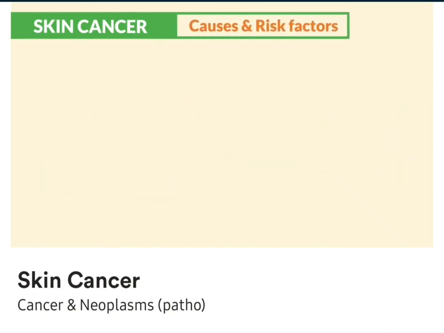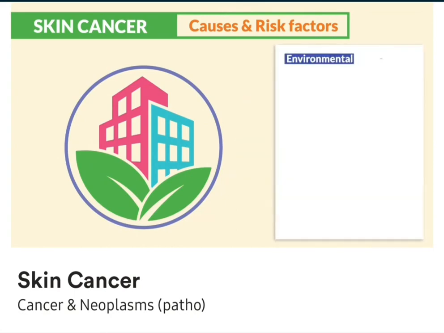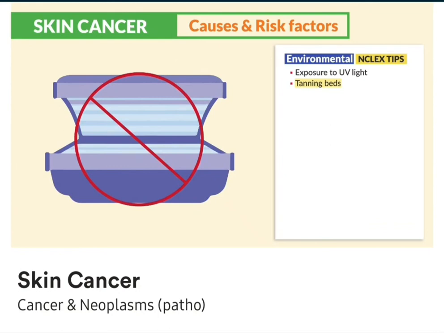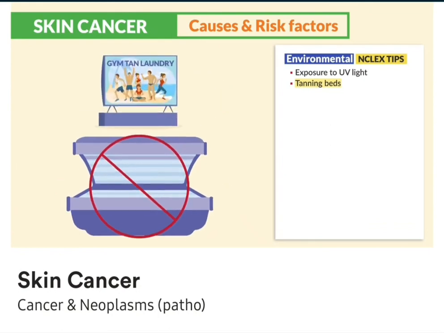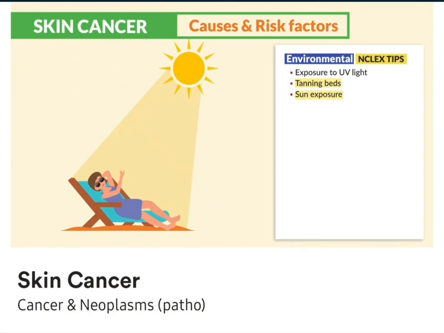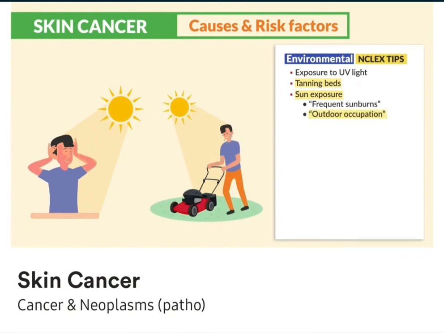Now, for the causes and risk factors, we have environmental or genetics. So for environmental, the big NCLEX tip is exposure to UV light. Now, this is the most tested since it's the most common. So we want to avoid tanning beds. Write that one down. Like the old Jersey Shore TV show here. Gym, tan, and laundry. No. No tan, just the gym and the laundry. Now, sun exposure is another key term. So write this down. Frequent sunburns as well as an outdoor occupation. Huge risk for skin cancer.